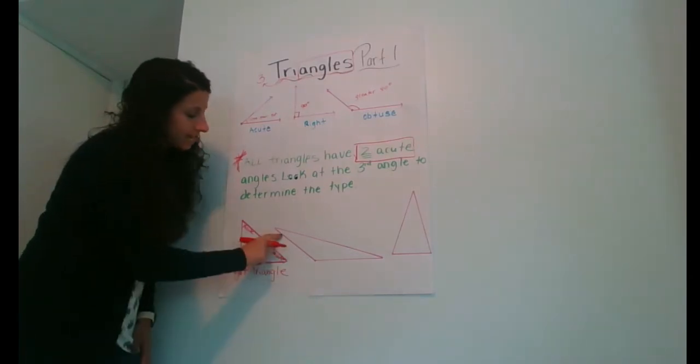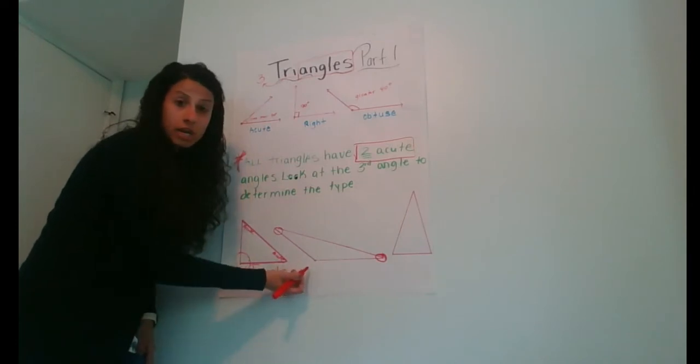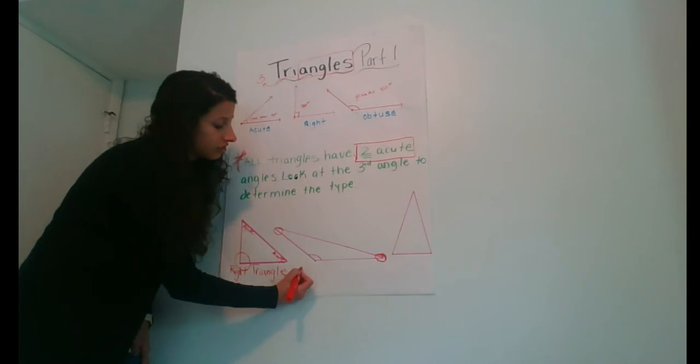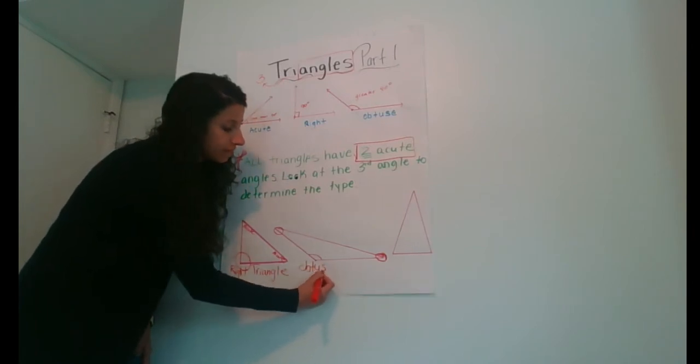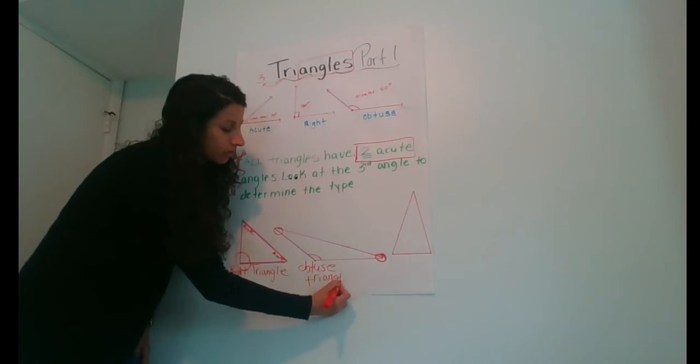Okay, moving on to the next one, I notice this is acute and this is acute. So I'm going to look at my third angle. That is definitely greater than 90 degrees, so this is an obtuse angle, which makes it an obtuse triangle.